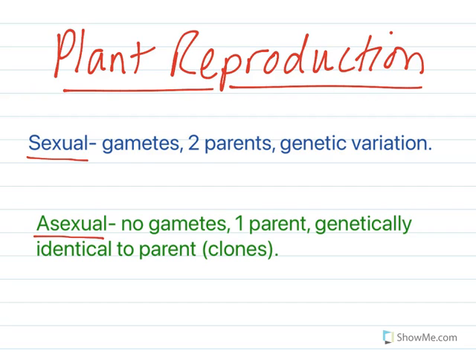However, if we consider asexual reproduction in plants, there are no gametes involved. There is only a single parent, and all the offspring are genetically identical to that parent. In other words, they are clones.